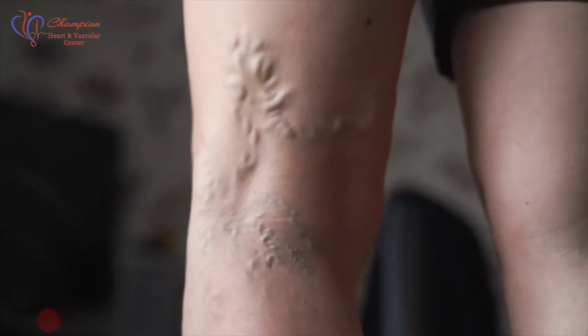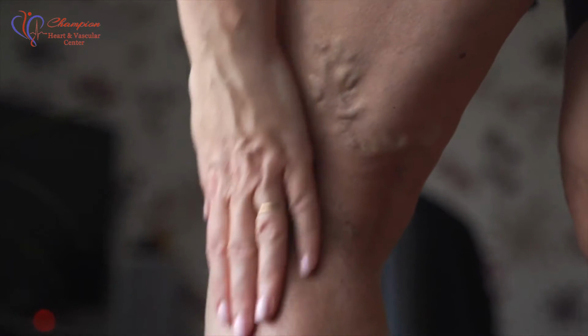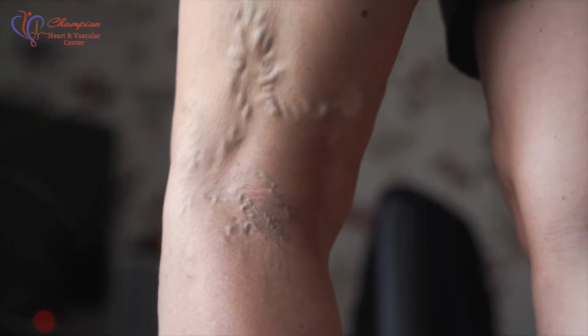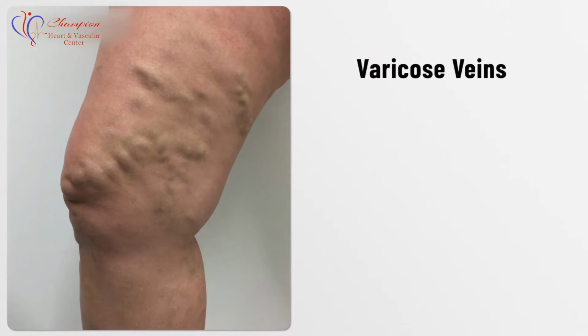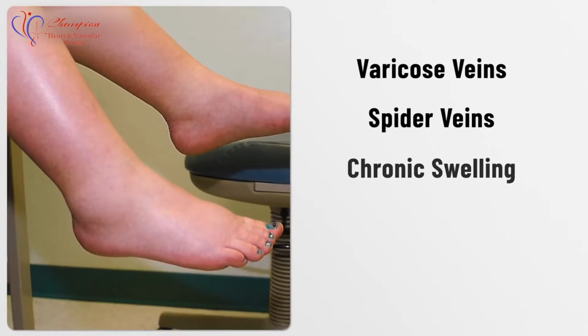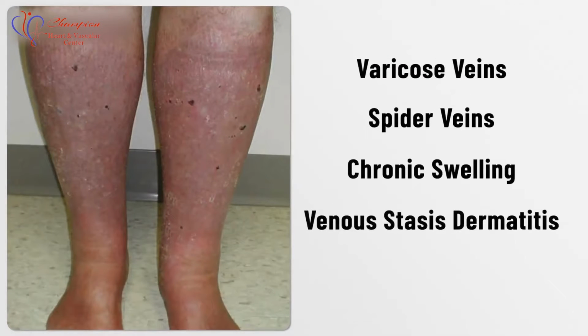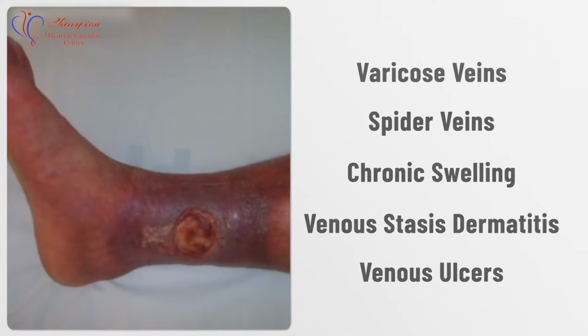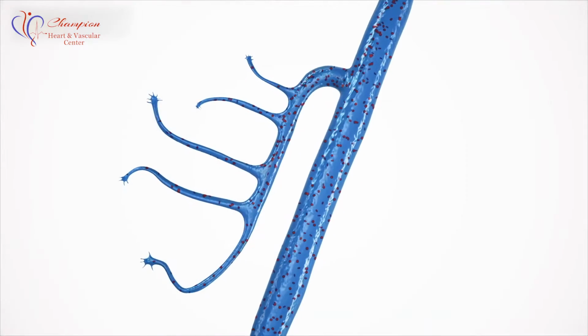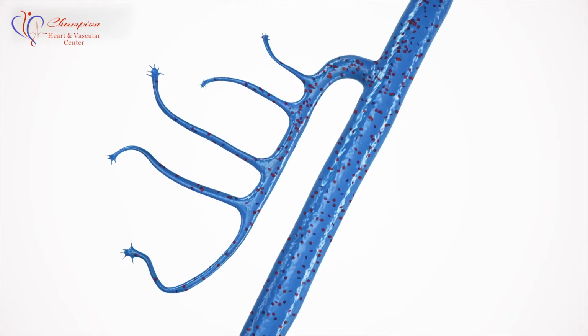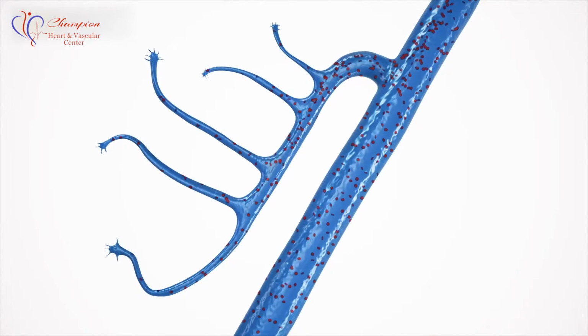Venous reflux occurs when blood in the superficial veins goes in the wrong direction. This is the most common cause of varicose veins, spider veins, chronic swelling, venous stasis dermatitis, and even venous ulcers. In order to understand how venous reflux occurs, we must first understand how normal veins function.